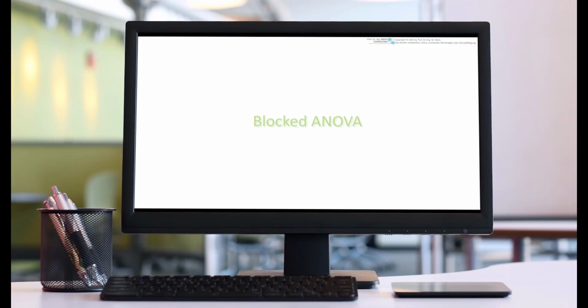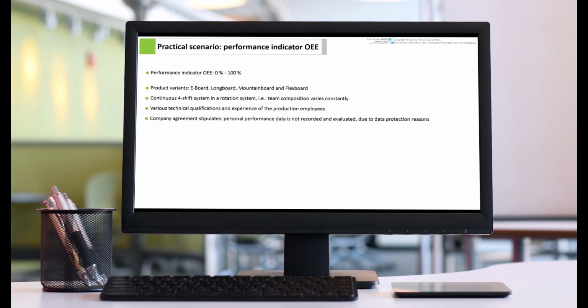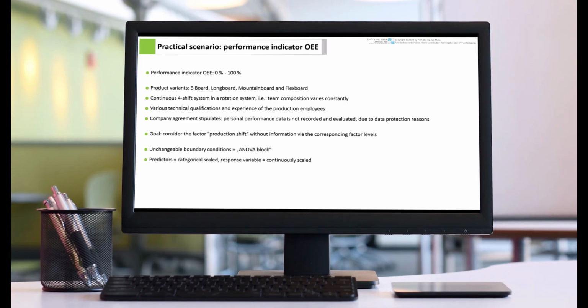In the 13th Minitab tutorial, we find ourselves in the Maintenance and Servicing Department of Smartboard Company. This department is responsible for all improvement measures to ensure the best possible process availability, process efficiency, and quality output throughout the entire skateboard production process.